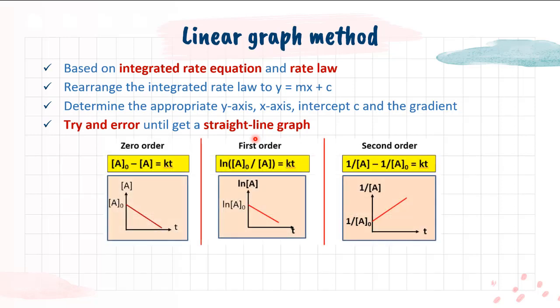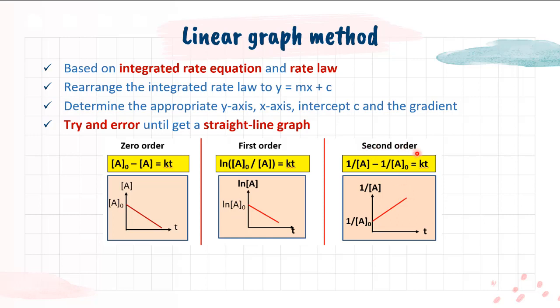Okay, so if you look at the diagrams over here, for the zero order integrated rate law you will get a straight line graph for the graph of concentration against time. If you plot a graph of ln concentration against time and you get a straight line, that will be your first order. If you plot 1 over concentration against time and you get a positive slope, a straight line graph, that will be a second order.